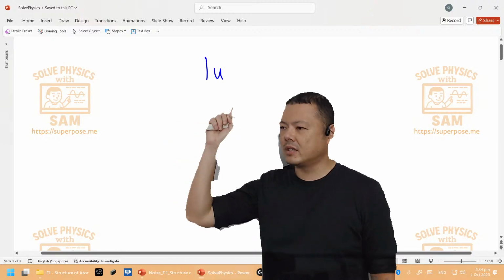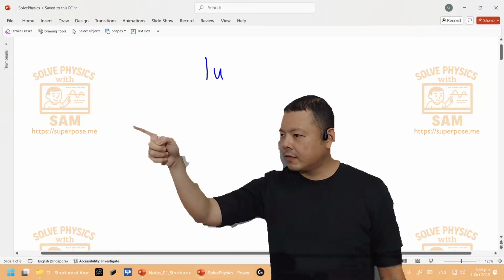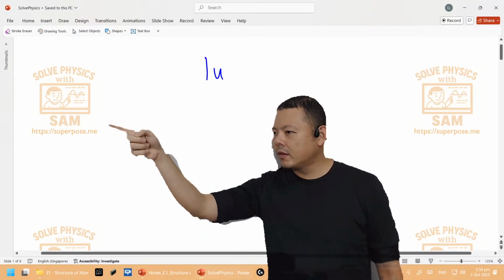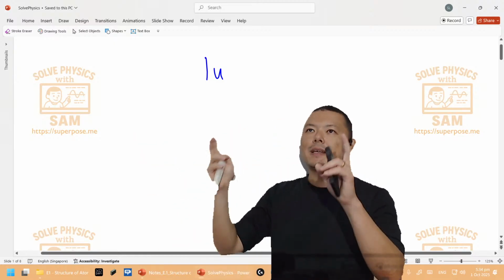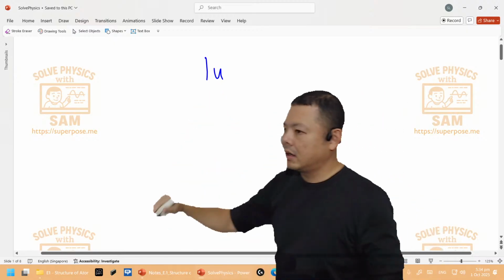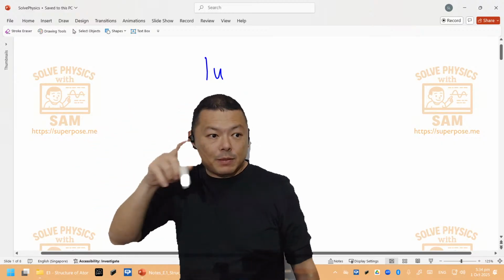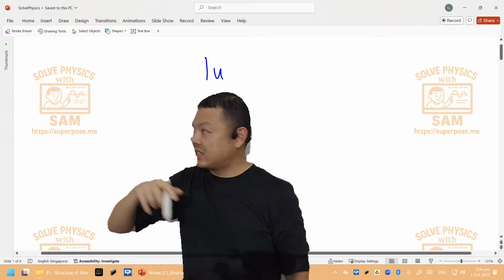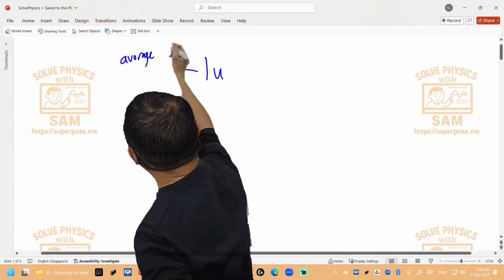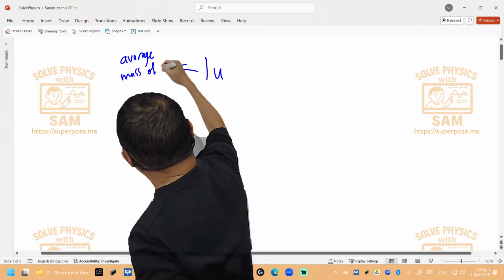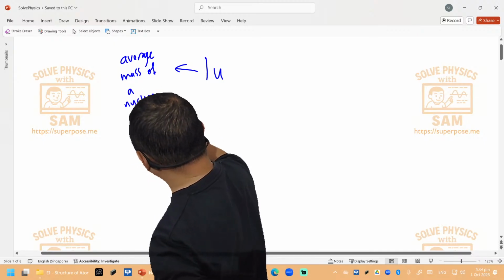What's the definition of this? 1U represents 1/12 of a carbon-12 atom, right? That means you take a carbon atom, you cut it into 12 parts, and that's the mass. What's the layman's understanding of 1U? It's the average mass of a nucleon in a nucleus. Can you write that down? 1U is the average mass of a nucleon in a nucleus.